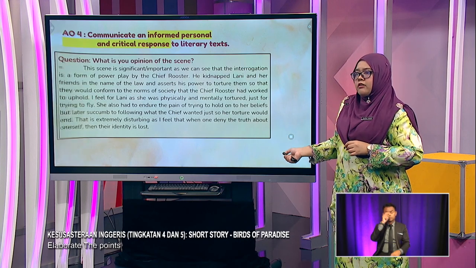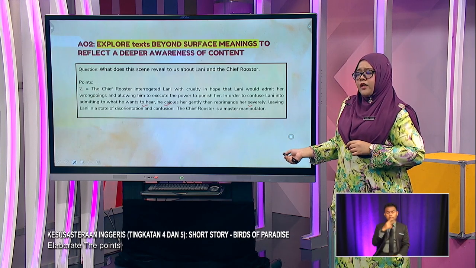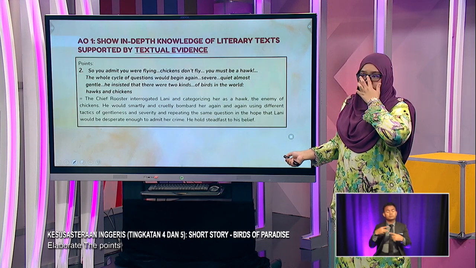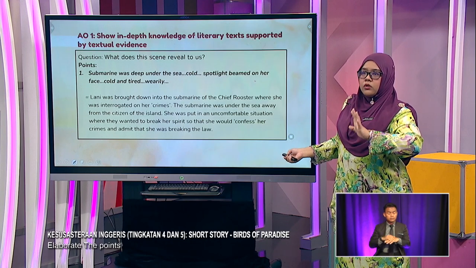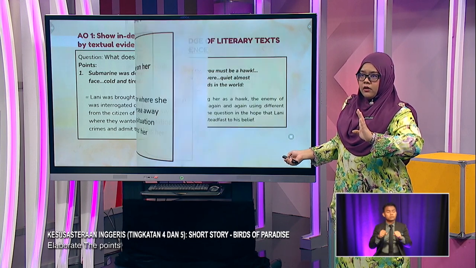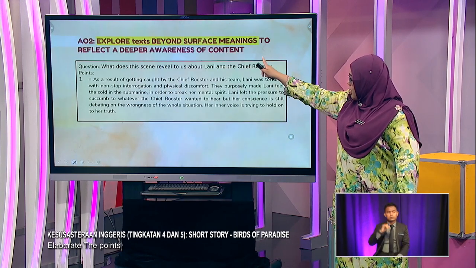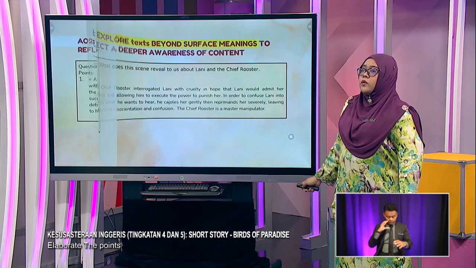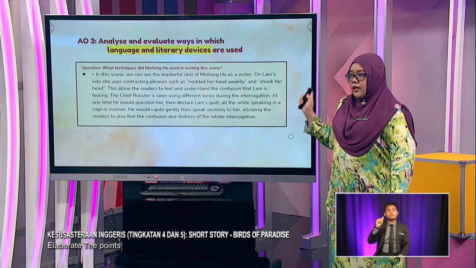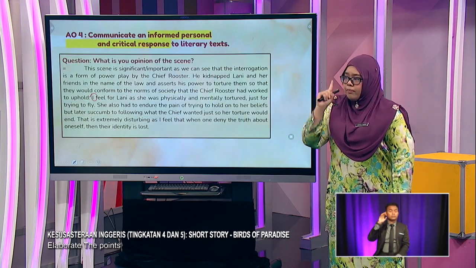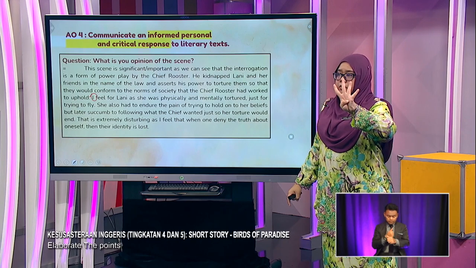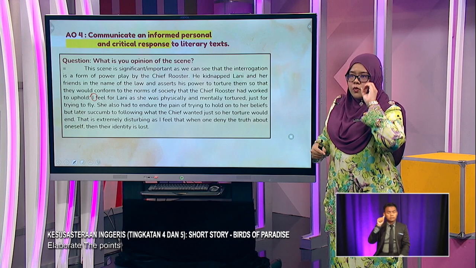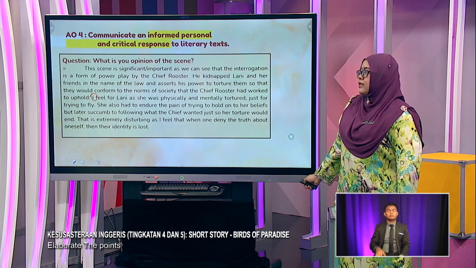So, let's go back a bit. When you have a passage or any kind of points, remember, your point must go through AO1, all right? And then we go to AO2, talk about beyond surface meaning. We're going to look at AO3, and AO4. Every point must have the AO treatment. One point, you have to go through AO1, AO2, AO3, AO4. Only then is your answer complete.